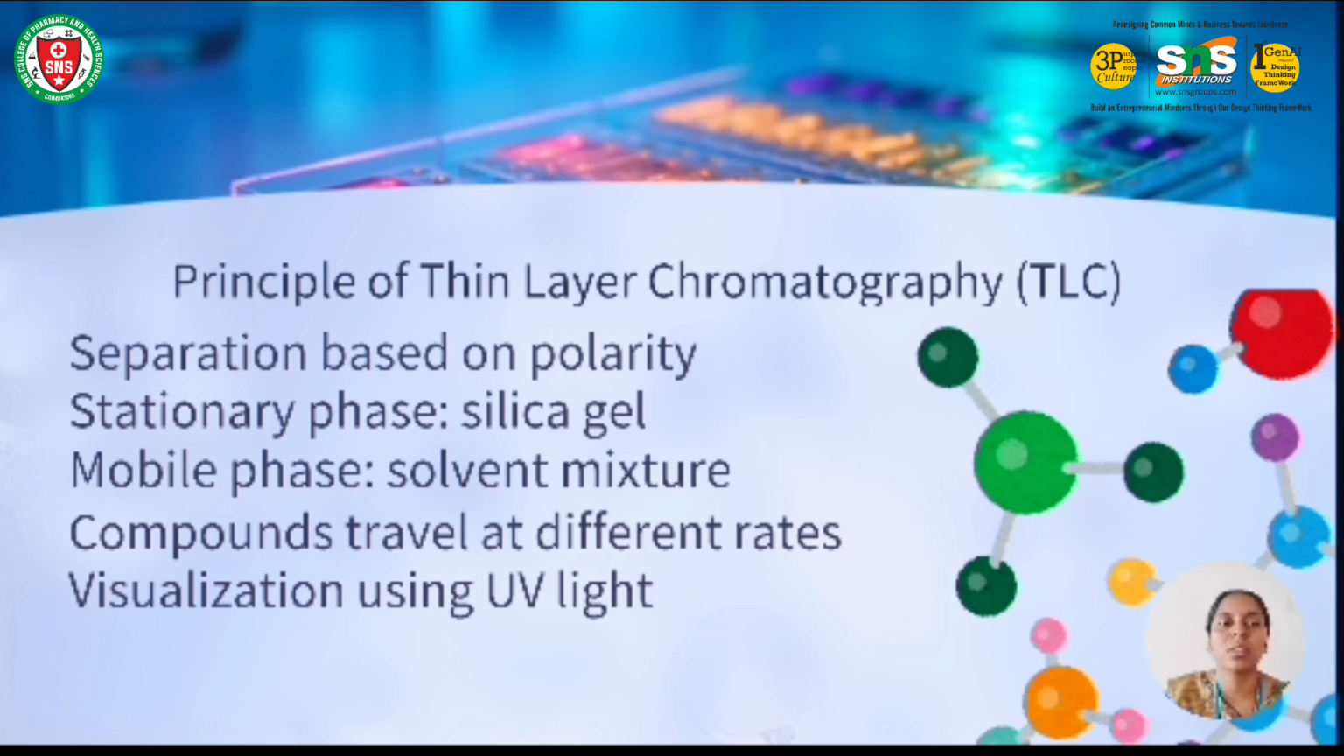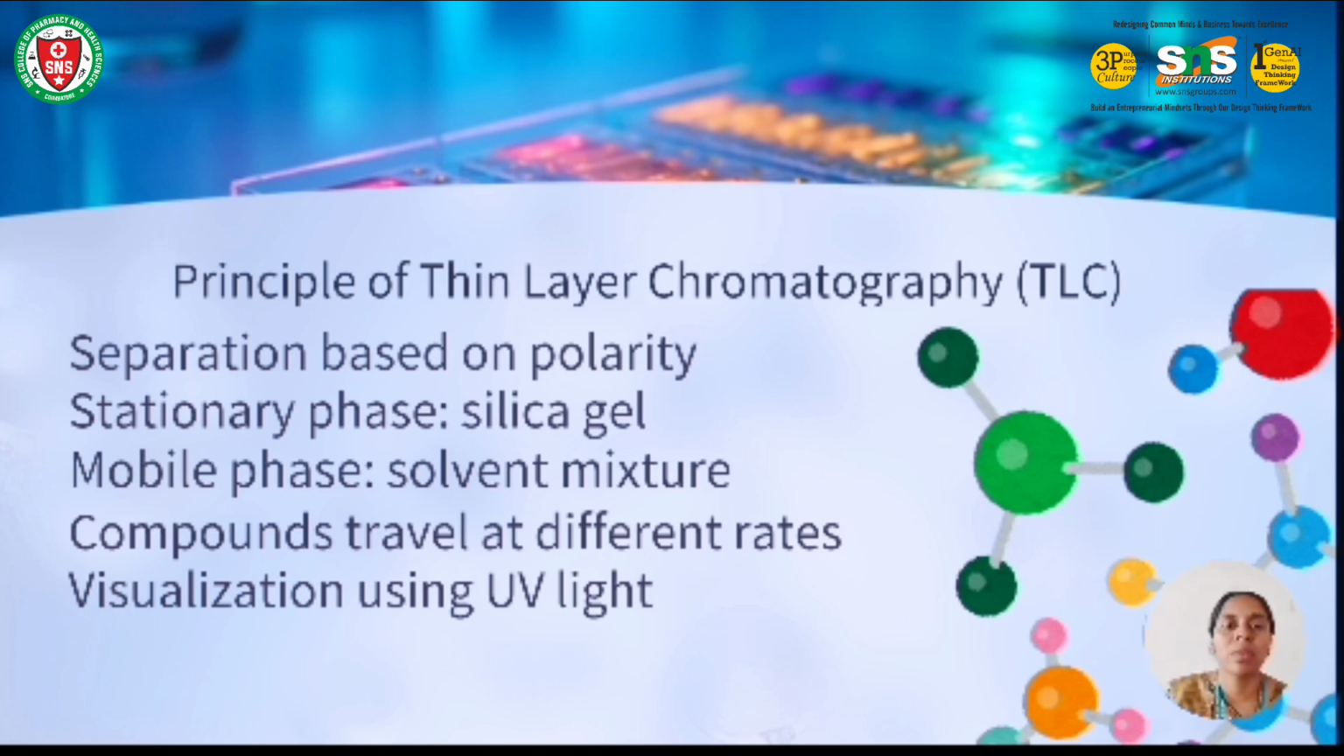And the mobile phase consists of various solvent mixtures, and the components travel at different rates. As I said, based on the polarity, the components will be separated at a different rate. Whenever the sample is more soluble in the solvent system, it will be eluted at a larger speed to a greater distance in that solvent system. So it will travel faster. But if the solvent is not suitable for the sample, then it will travel at a slower rate.